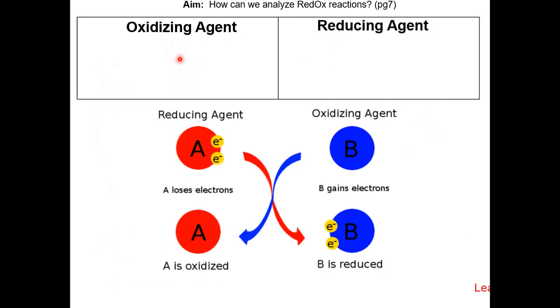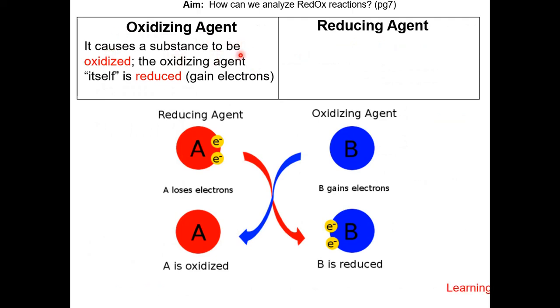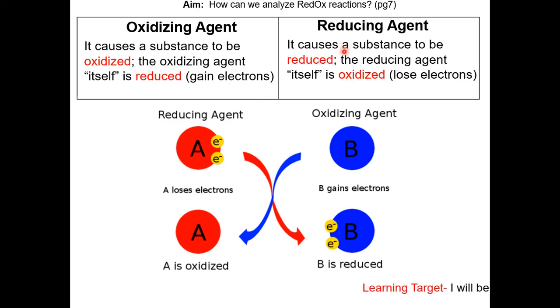So an oxidizing agent causes a substance to be oxidized. The agent itself is reduced. A reducing agent causes a substance to be reduced, but the agent itself is oxidized. So here's a diagram to illustrate this.